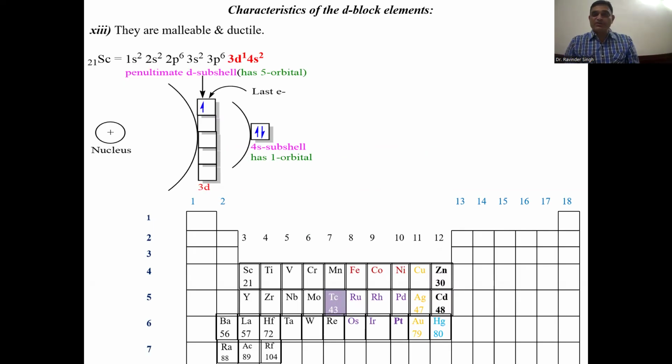They are good conductors also. They are good conductors because they are metals. So this is about the properties of the d block elements.